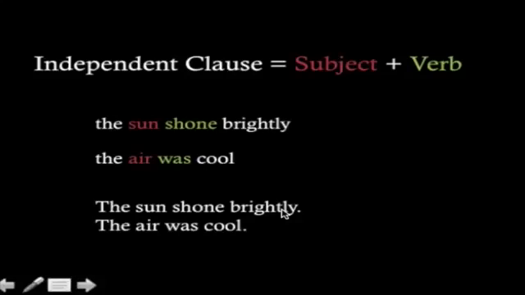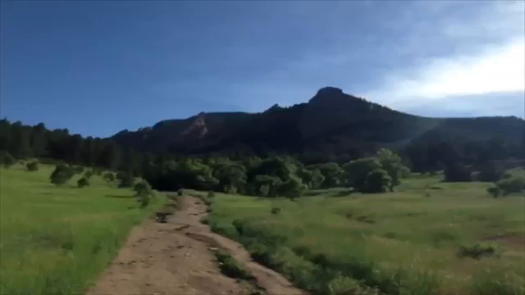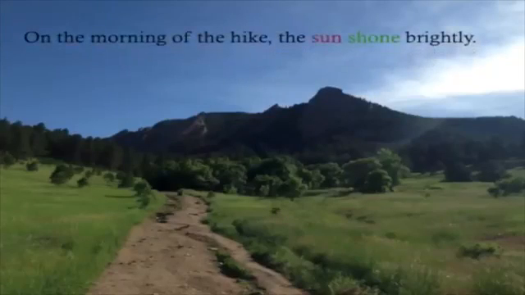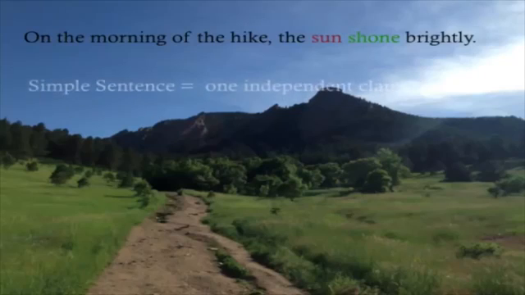Words and phrases can be added to the group. As long as we don't add any more subject-verb relationships, we can still call them independent clauses. In the sentence, "On the morning of the hike, the sun shone brightly," there's an introductory phrase, "on the morning of the hike." But taken all together, the group is still an independent clause. A single independent clause is also known as a simple sentence.